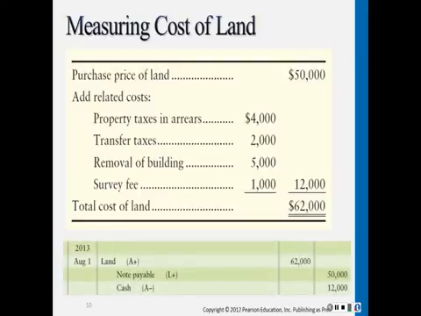The journal entry would include a debit to land for $62,000, a credit to notes payable for $50,000, and cash would be a credit for $12,000. This entry capitalized the land. Capitalized means that an asset account was debited or increased because the company acquired an asset.